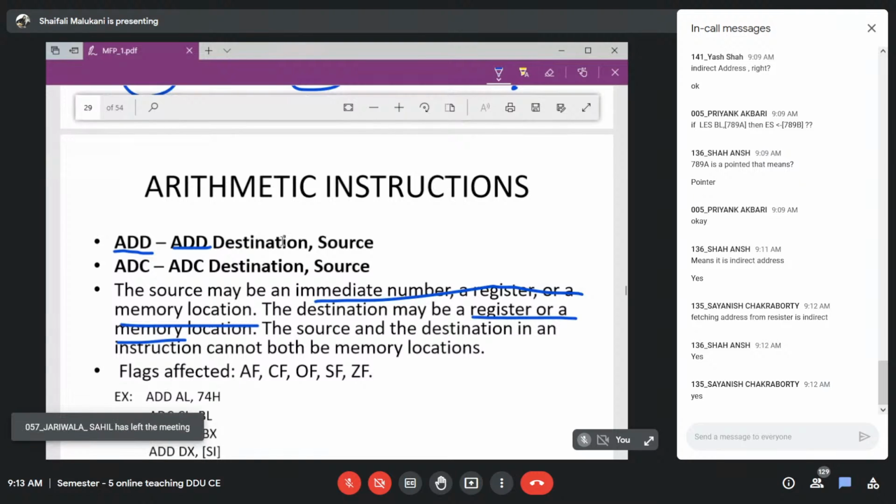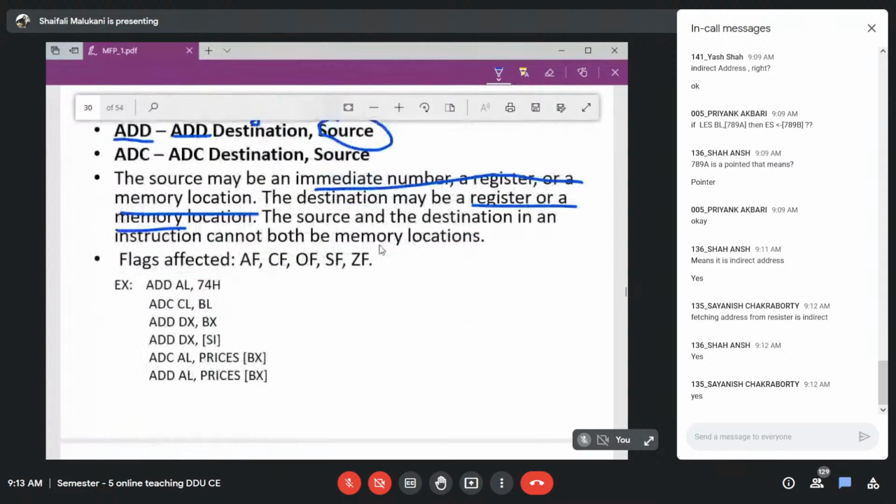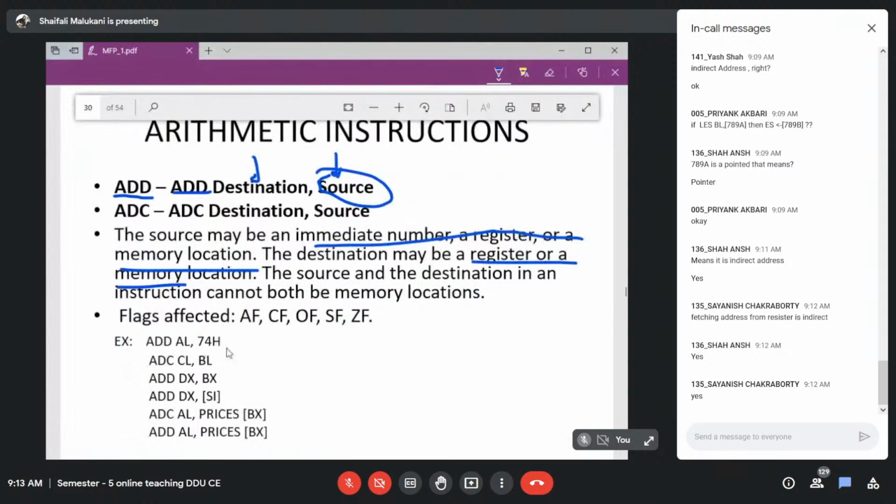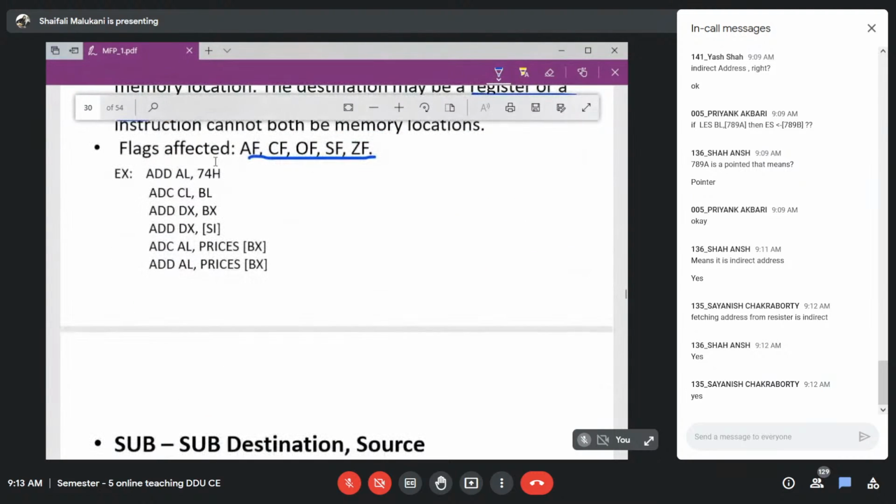So you can add immediate data as a source, you can use a register, and you can use a memory location. Both of them together cannot be memory locations. Memory to memory addition, memory to memory movement is not allowed. So this you have already studied. Which flags are affected? All the flags are affected here. And these different modes, like immediate data, 8-bit addition, 16-bit addition, indirect addition, I think you can understand this.